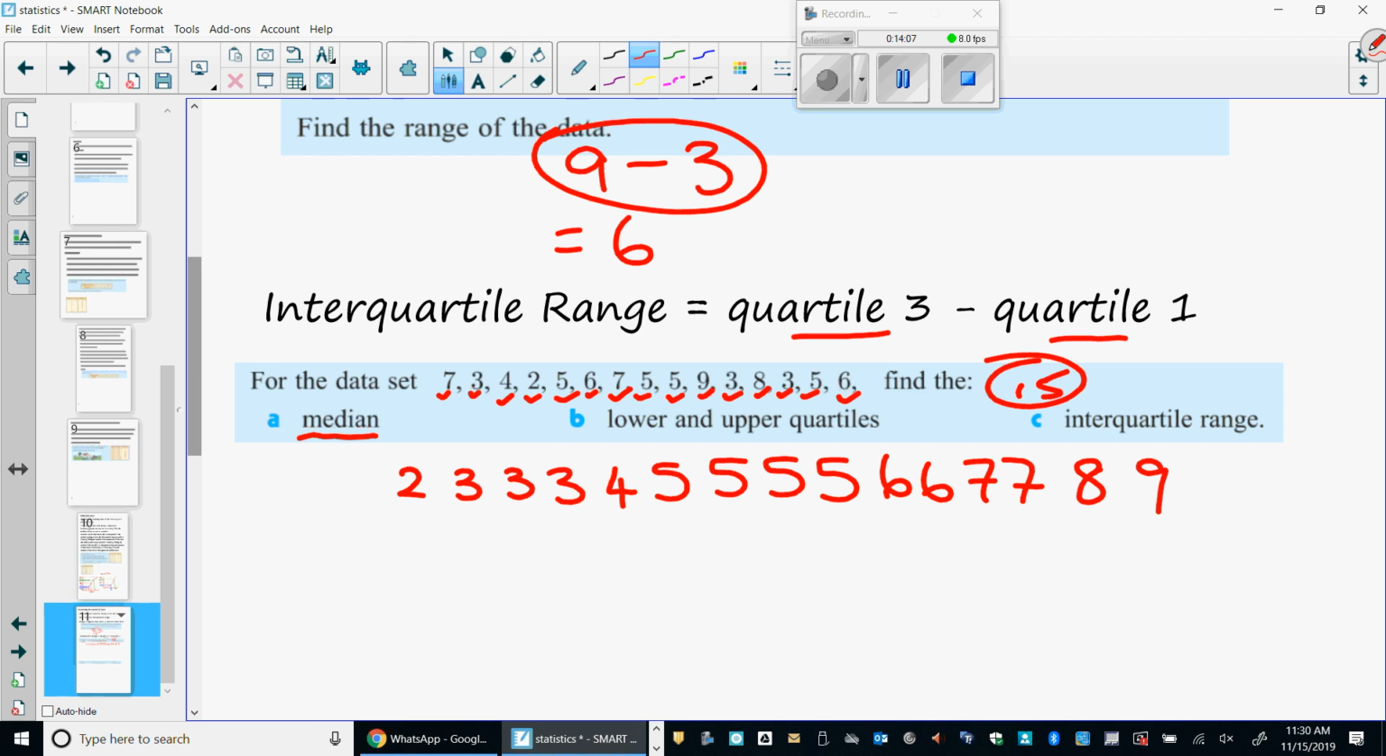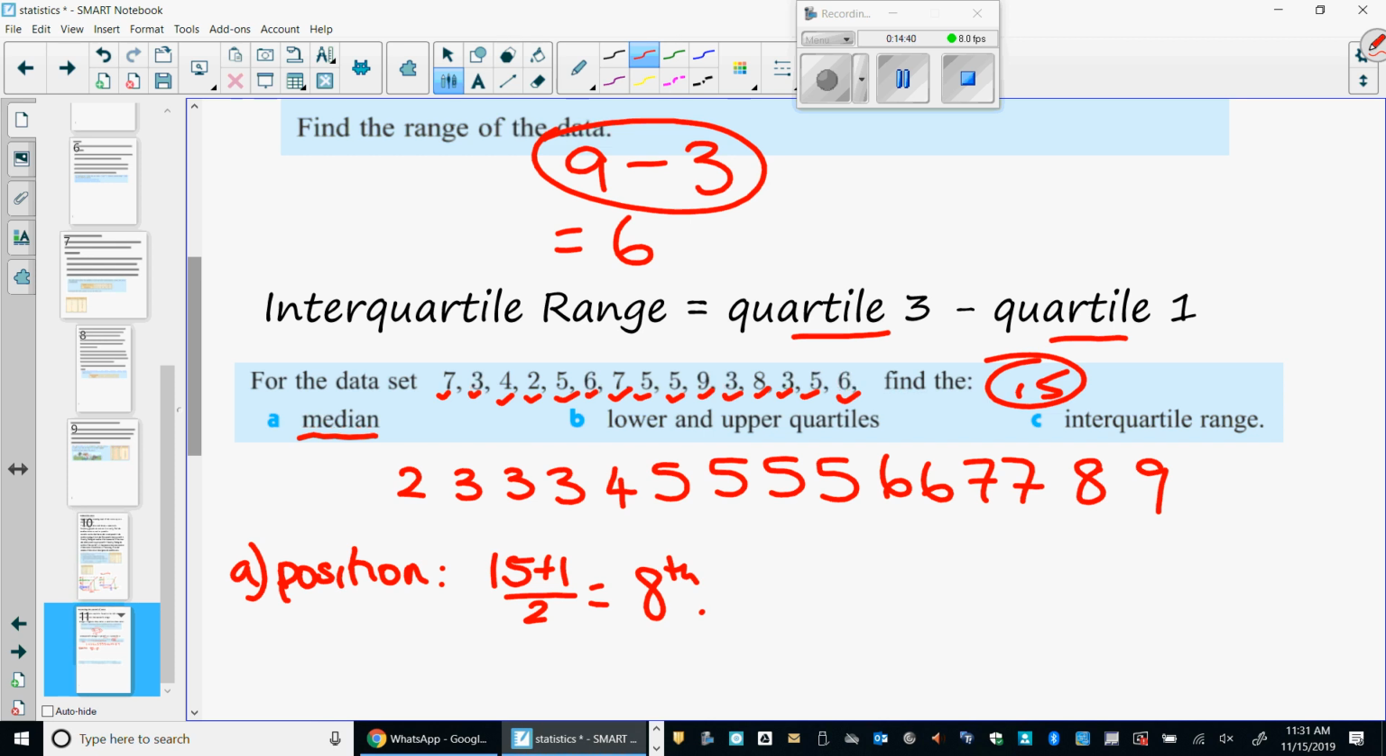So my data's in order. We need to find the position of the median. How do we find the position of the median, knowing that there's 15 pieces of data? Eliana? 15 plus 1, divided by 2. Good. So 15 plus 1 divided by 2 is 8. So we want the 8th position. Now remember, 8 is not our answer. It's the position of our answer.